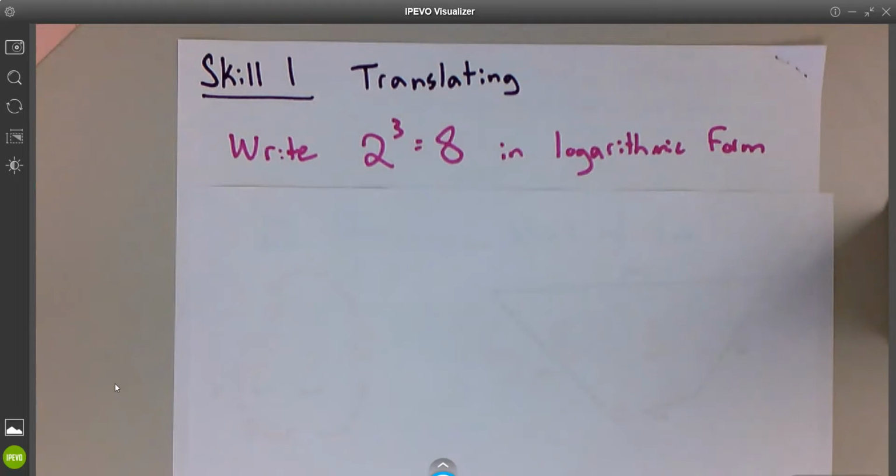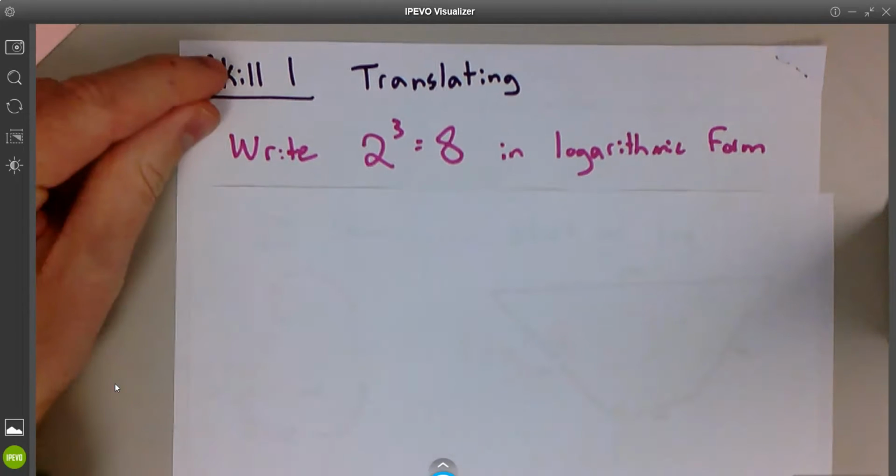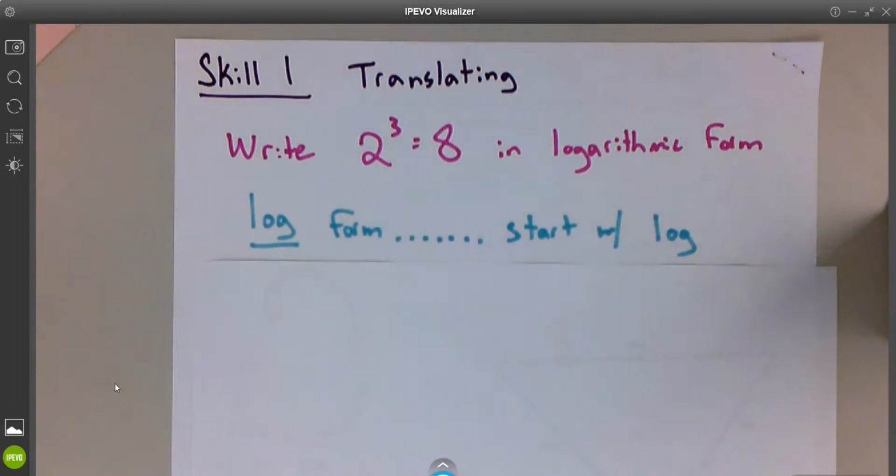So here's what I want to do. The first little piece of this is we know that 2 to the third power equals 8. That's true. I want to be able to write that exponential in logarithmic form. If I'm going to write something in logarithmic form, I'm going to start by writing the word log. It has to be the word log in there if it's logarithmic form.